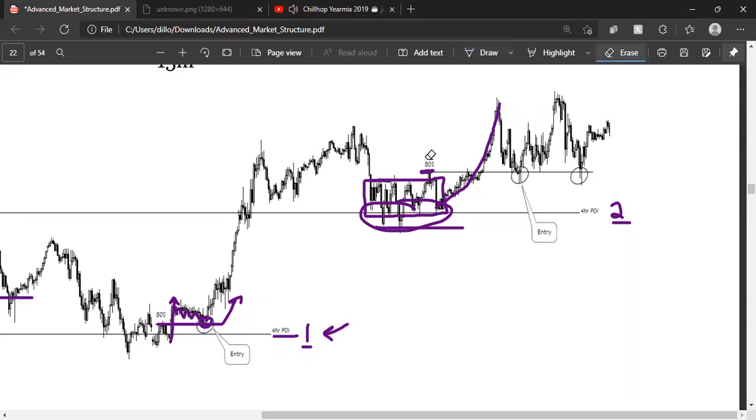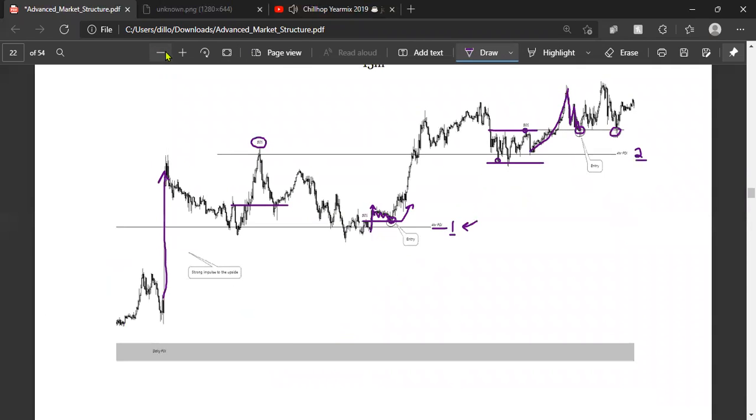Okay, it's too messy now. Top, bottom, right? Which one gets broken? Top one does. So we expect price to retrace back into that area and give us some sort of rejection, right? So here's where our entries could have been.